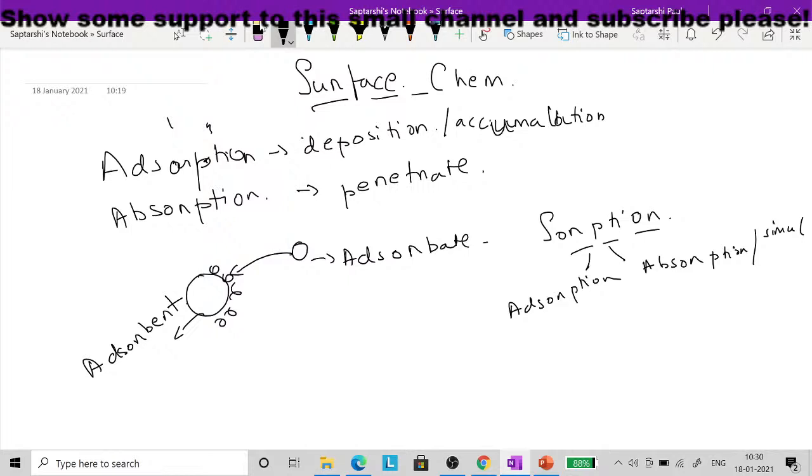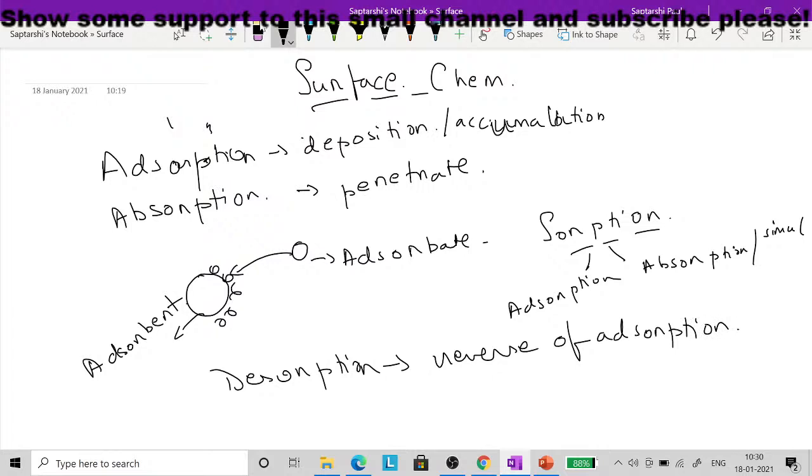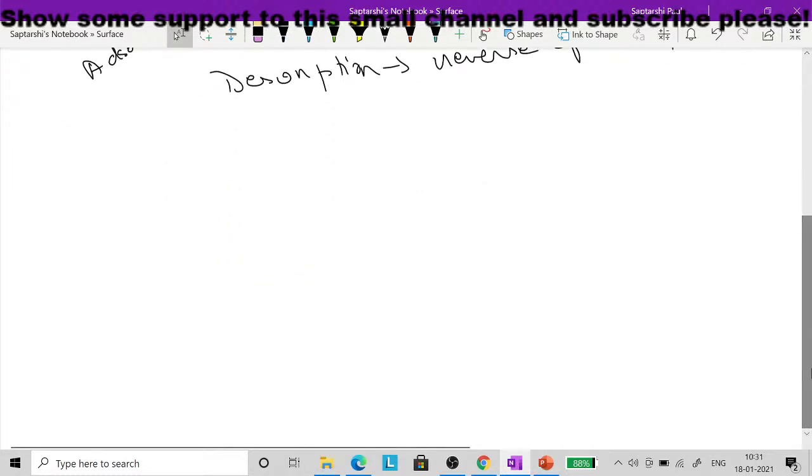And now we come to desorption, right? So what is desorption? Desorption is nothing but the reverse of adsorption, right? Now we'll look into some more concepts about adsorption itself, because adsorption is the main thing that we will study in surface chemistry.